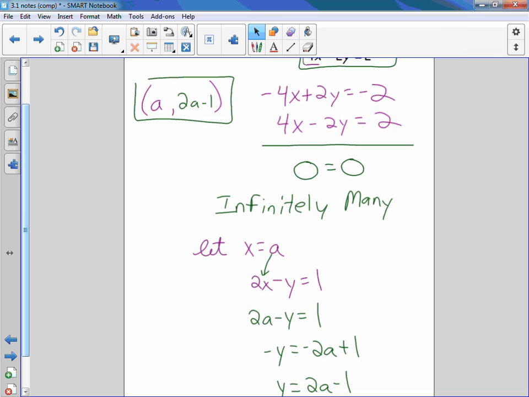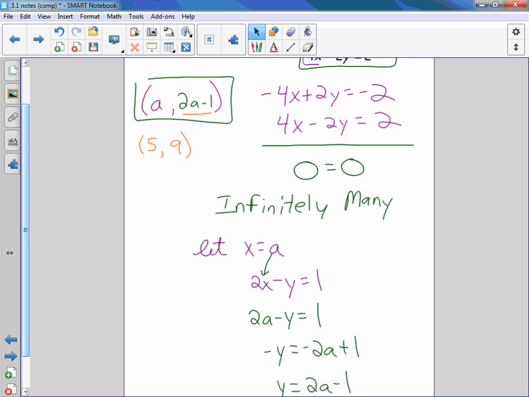So what that means is I can plug in a value for a, so like a was 5. I can now take that 5 and plug it in to this part, and then 2 times 5 minus 1 is 9. So that lets me know that the point (5, 9) is on the line. All right, so it's just a little bit more specific way for us to represent infinitely many solutions.